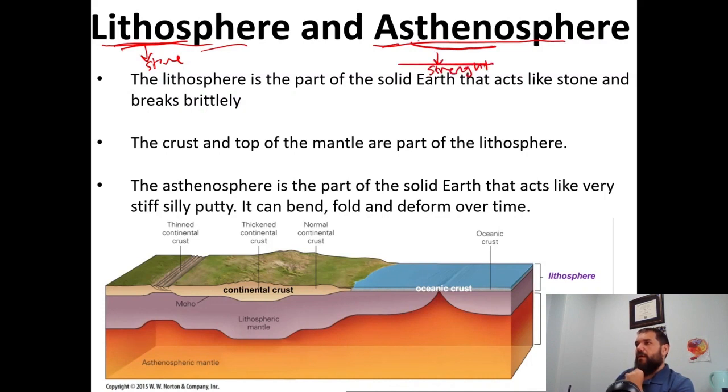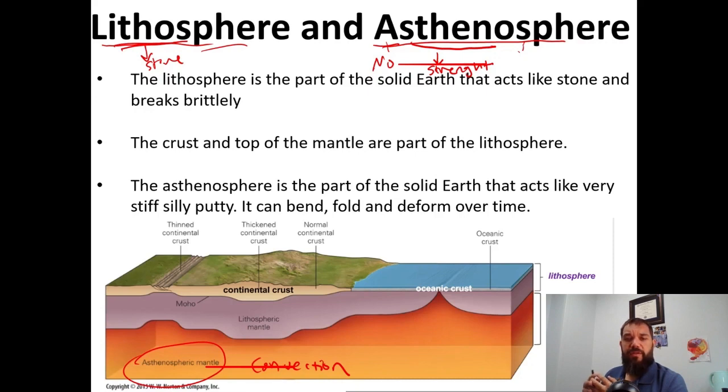Okay, and asthenos means no strength. Sphere would be shell. So this is the no strength shell. What does that mean? The asthenosphere is the part of the mantle in which there's convection. Once you get down to maybe 100 to 150 kilometers, though it varies, the mantle gets warm enough that it starts to convect. It's more malleable, and it's able to bend and fold and do all these things that the lithospheric mantle cannot.